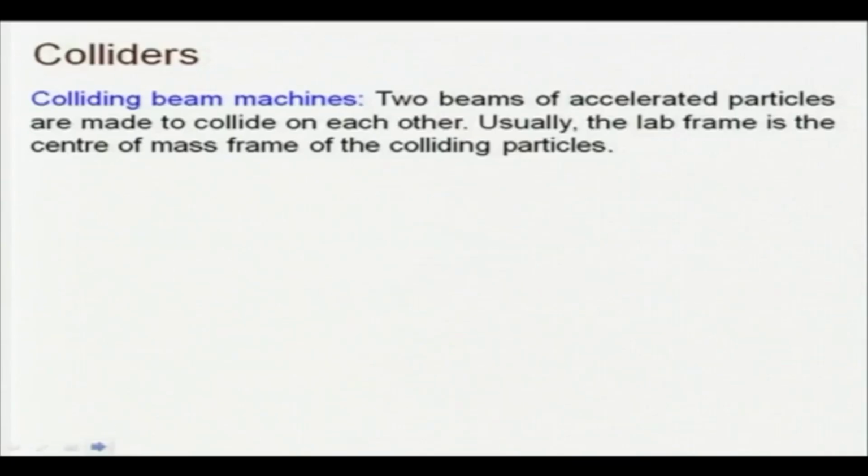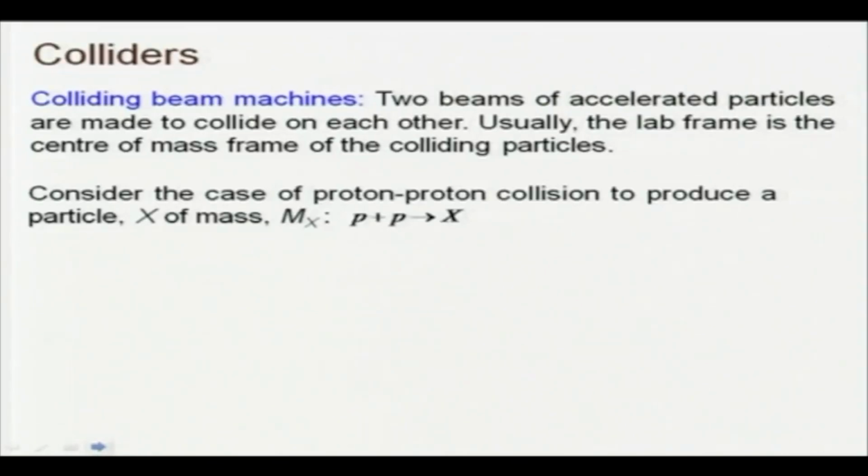And now, let us keep that in mind and then look at the other type of accelerator and collider machines, which are called colliding beam machines. Instead of a fixed target and a projectile beam, you have two beams, two protons, both of which are now accelerated and made to collide on each other. And the lab frame is usually the center of mass frame of these two. If both of these particles are accelerated at the same speed and moving in opposite directions, then you have the lab frame as the center of mass frame of this proton.